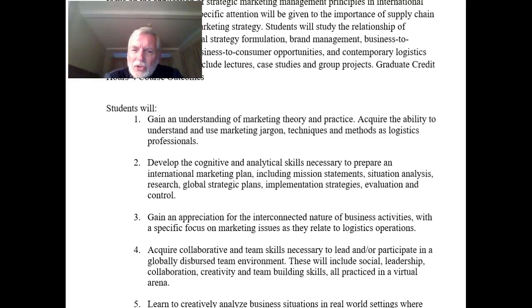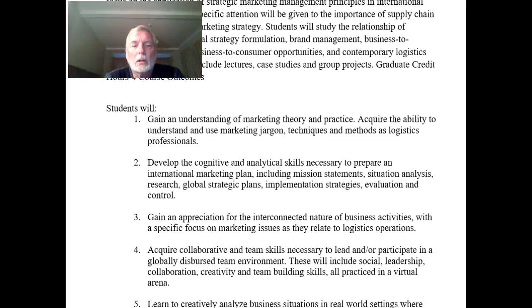The third piece, understand or appreciate the interconnected nature of all business activities. Obviously, we're going to focus on marketing issues as they relate to logistics, but we're also going to focus on how they relate to finance, how they relate to other business functions, accounting, finance, operations, all those business functions, not just logistics, but we'll have a focus on logistics. And remember, logistics for a long time, from an academic standpoint, was considered part of marketing.